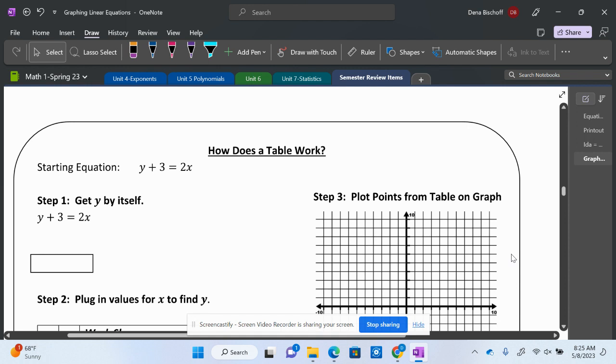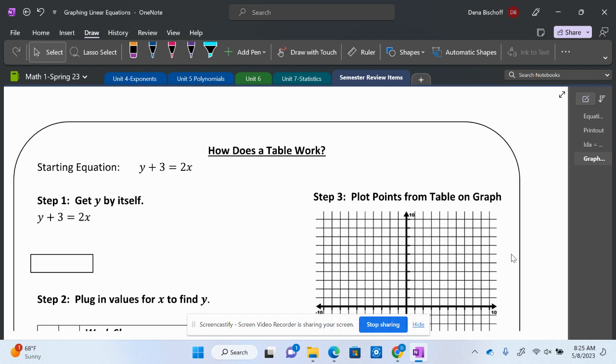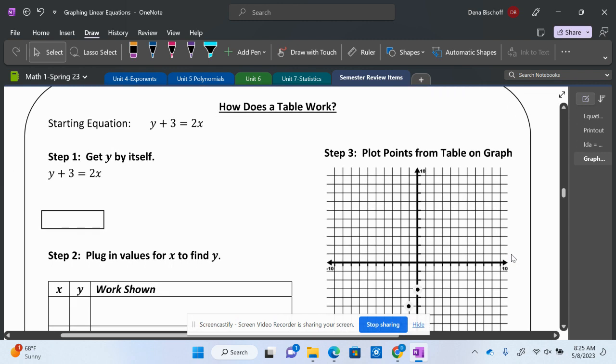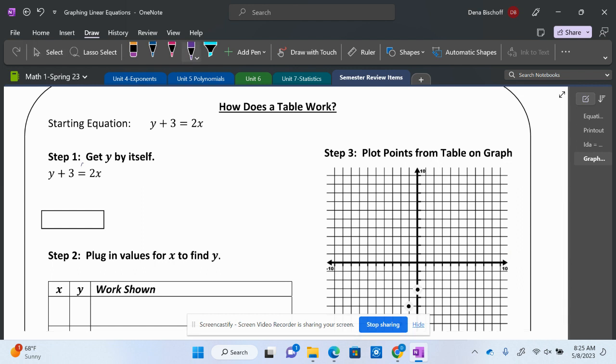So we're going to start with the equation y plus 3 equals 2x. And it says get y all by itself. So what do I have to move away? Brian, what do I have to move away from the y? Look at the equation, Brian. If I want y to be all by itself, what do I have to move away?